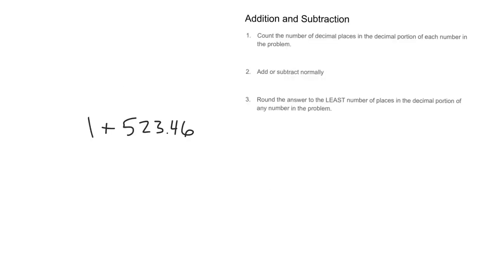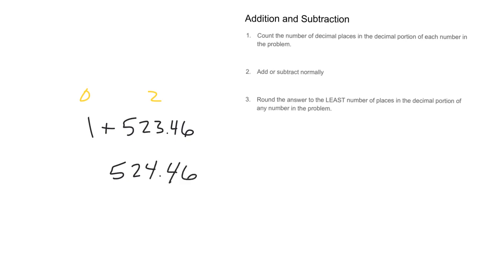So let's say we had a problem like this. We have 1 plus 523.46. So we're going to count the number of significant figures, or the number of decimal places in each decimal portion of the problem. This one has 0 decimal places, and this one has 2 decimal places. And so when we add these two together, we get a number like 524.46.